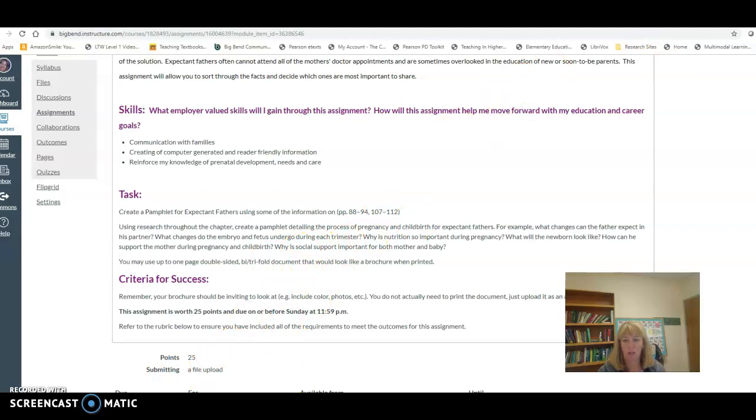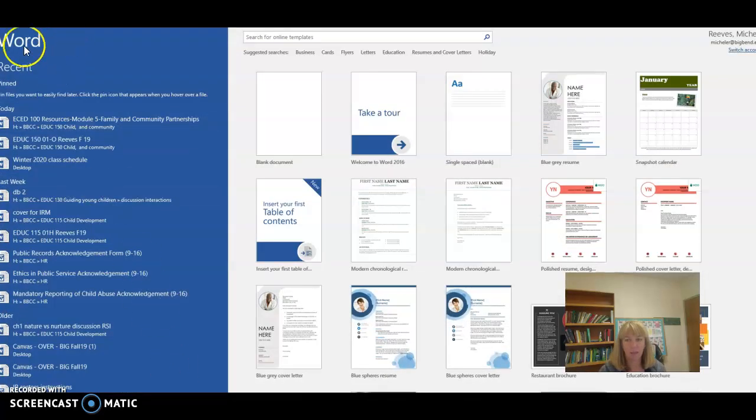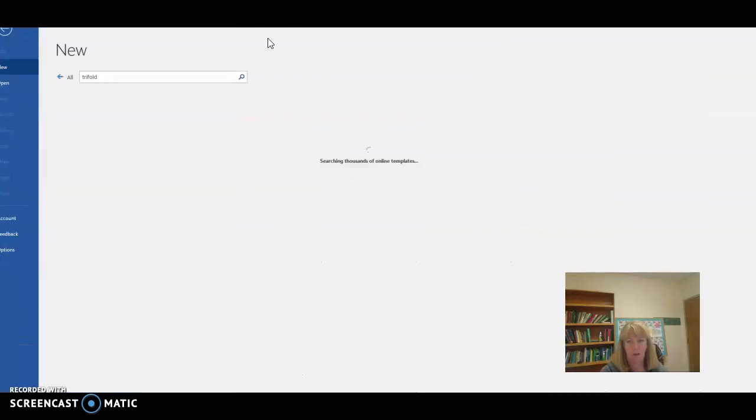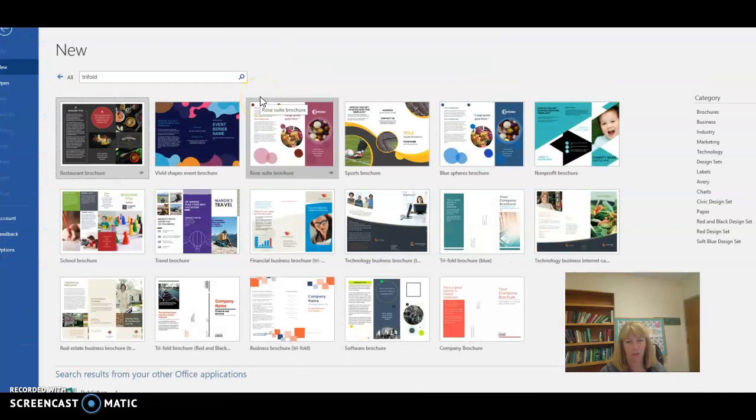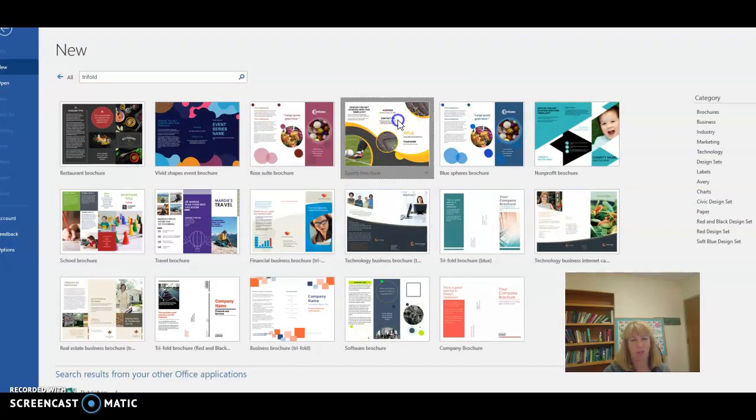I opened Word just a minute ago, so here it is. When you first open Word, you get this screen that asks you about templates. And then you go right here to search, and let's type in trifold. When I type in trifold, look at all those. Look at how beautiful they are. Okay, so this one's for fathers. Maybe I'll go with this sports idea.